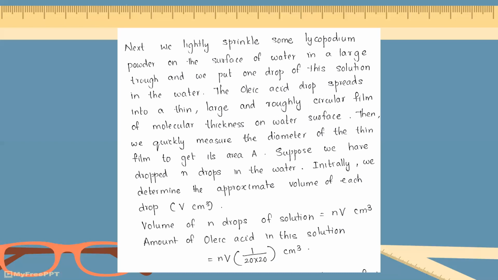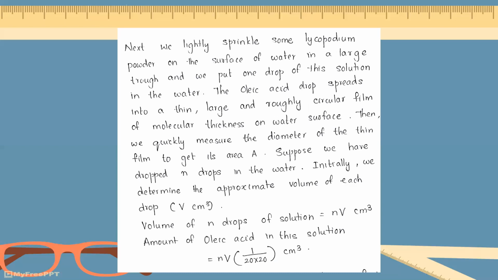Let it be capital A. So the thin film which is formed on the surface of the water is approximately the shape of a circle. Then we measure the diameter of the thin film, and then we find the area. From the diameter, you find the radius. Radius is equal to half of the diameter, and area of the circle is pi r square. You will easily find area capital A.